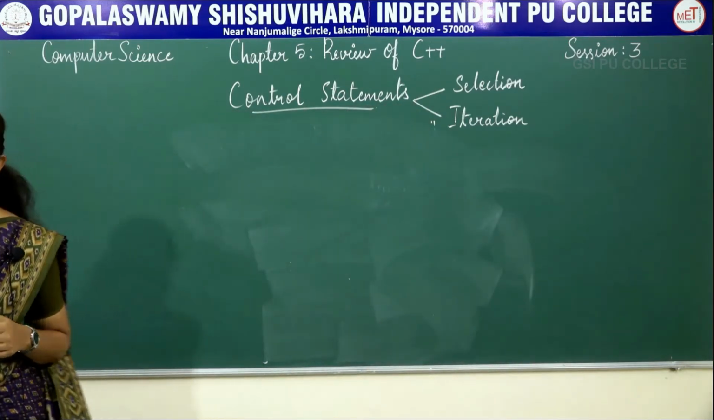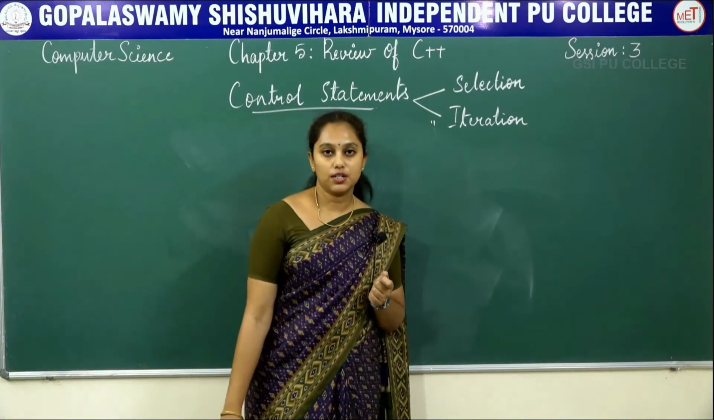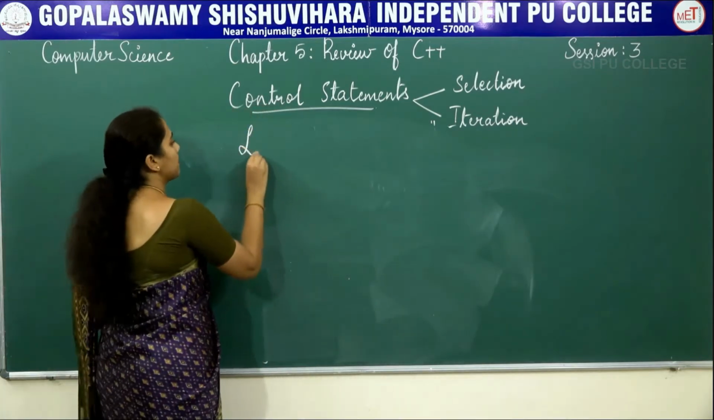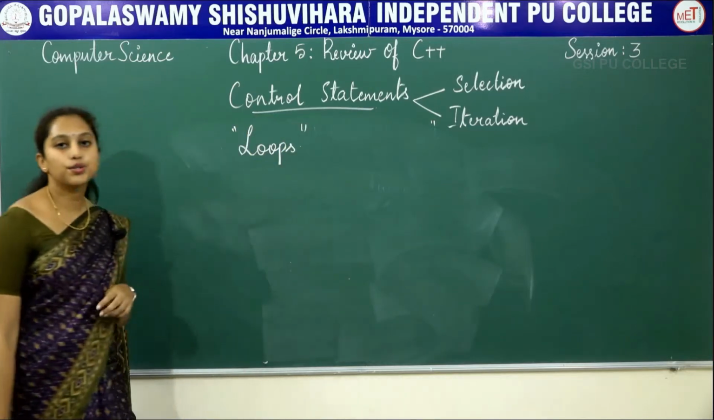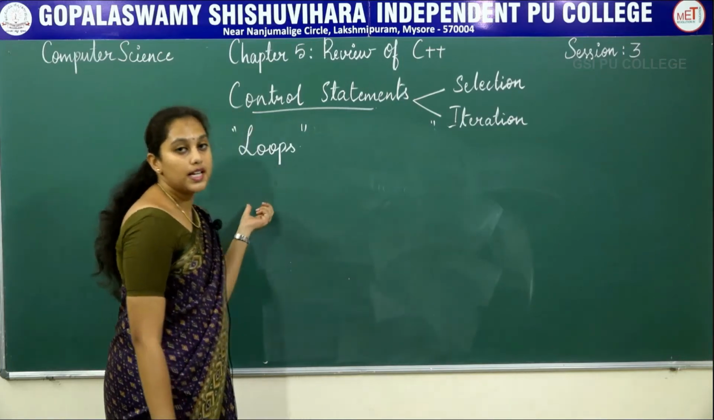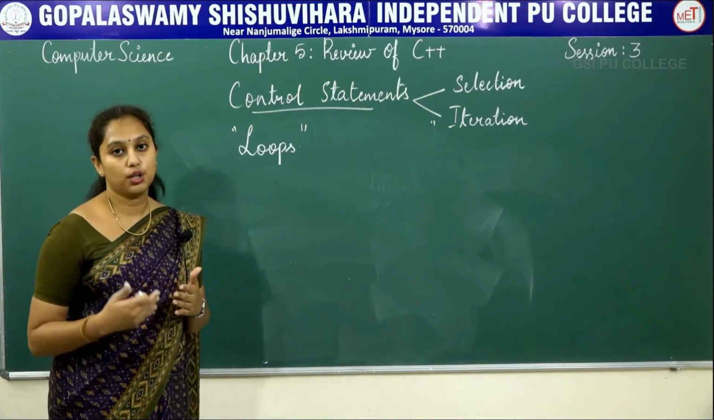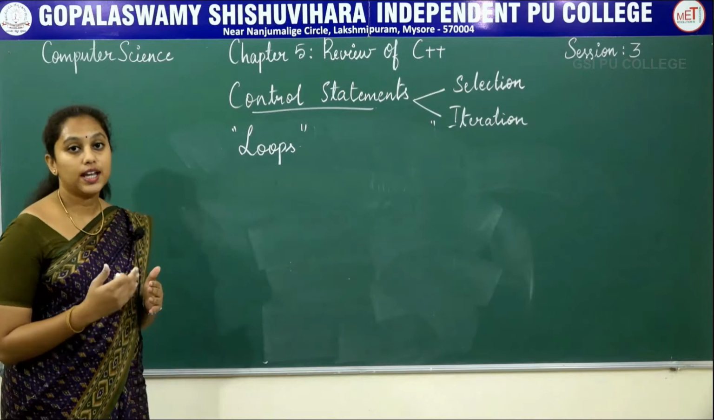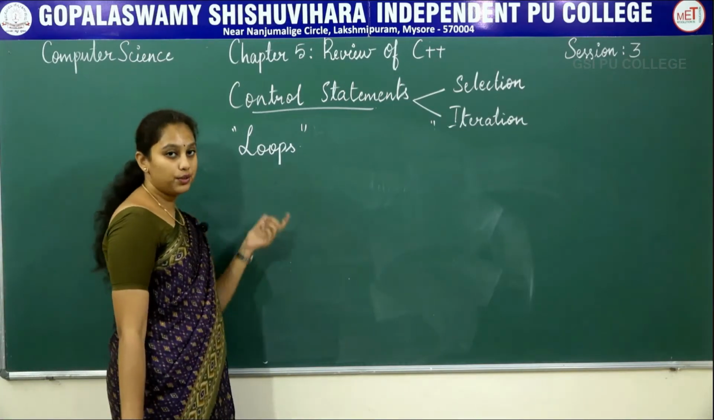Next is iteration statements. So what are iterations? Iterations are also called as loops. So what are loops? Loop is a statement which allows repeated execution of a set of instructions until the condition gets satisfied. In loops there are 3 types.